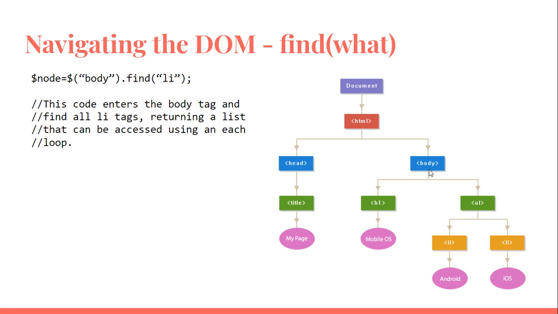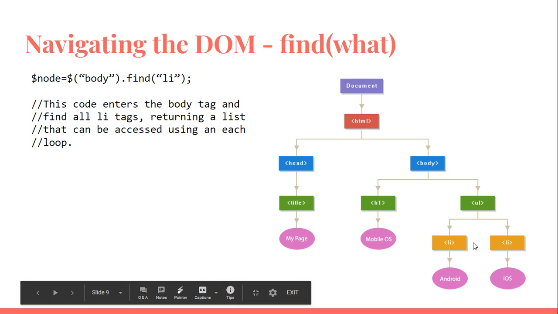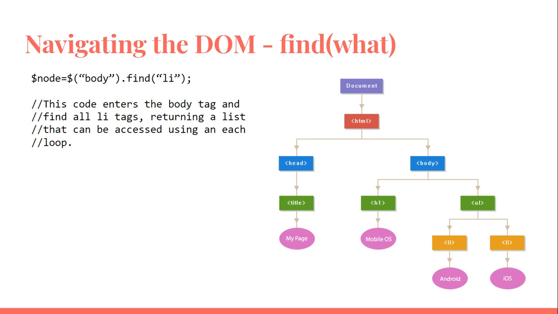So in this case, I'm going to access the body tag and I'm going to find all of the LI tags. And so these are these ones down here. At that point, it's returning a list for me, and I can cycle through that list using the same jQuery each loop that I had used previously and alter them, alter their appearance, alter their content. I can make them appear or disappear or all kinds of things.